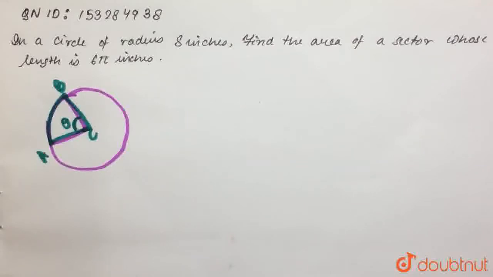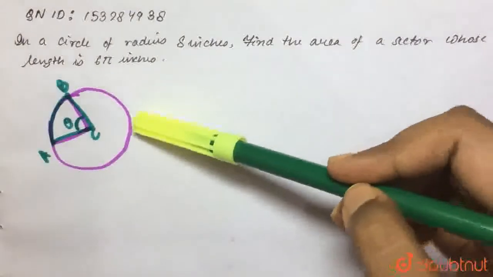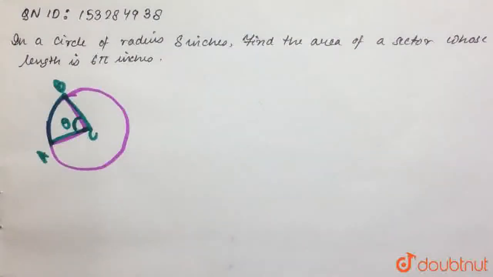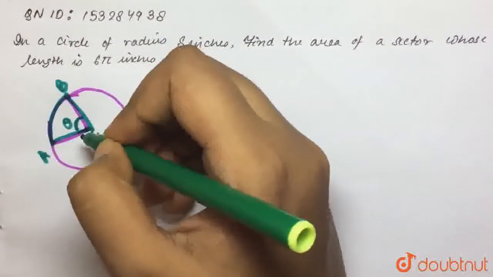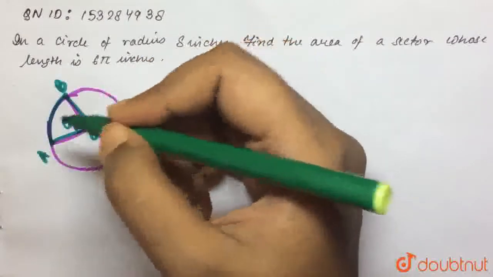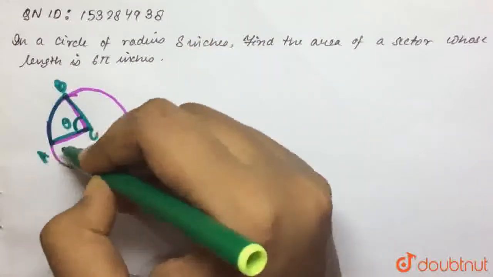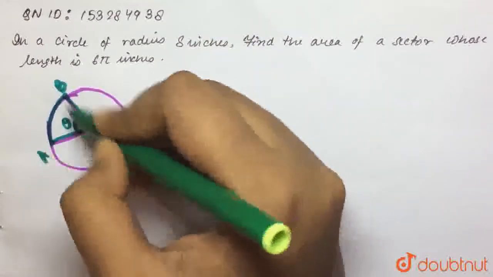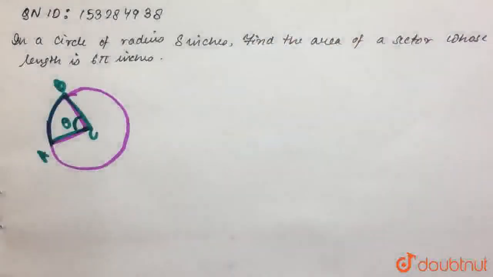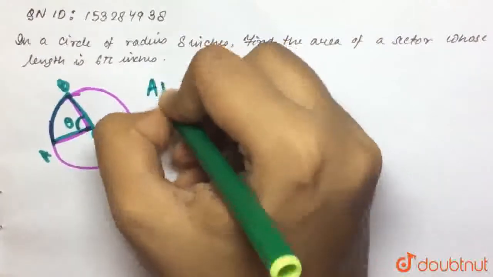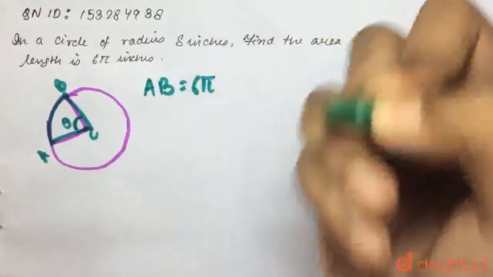So what is a sector? From this particular figure you can refer to what I'll be saying now. The sector is a part of a circle, of the disc, that is enclosed by two radii. So this figure ABC is my sector, which is enclosed by two radii and an arc, right? So in our sector ABC, AC and BC are the radii and this one, AB, is the arc. In a circle of radius 8 inches, the area of the sector has to be found whose length is 6 pi inches. That means AB is 6 pi inches, right?